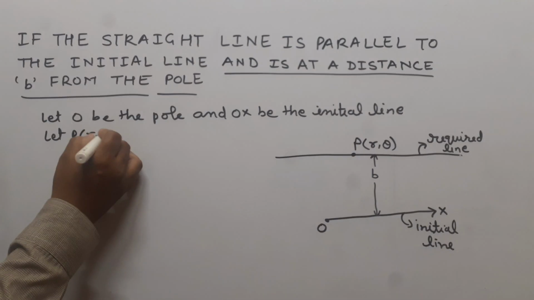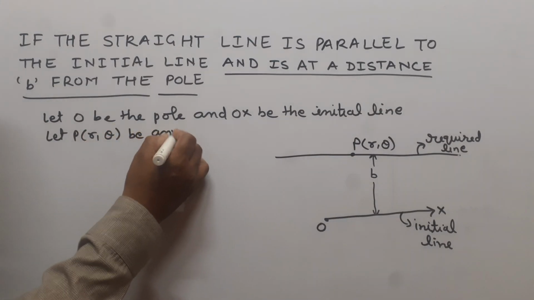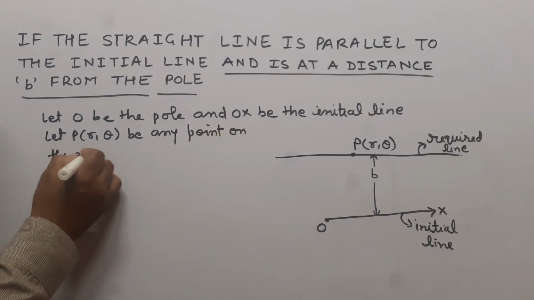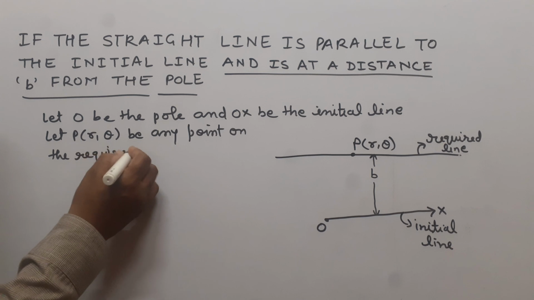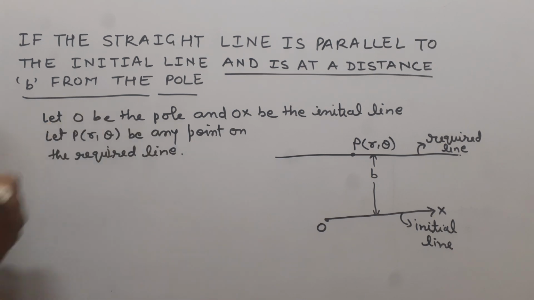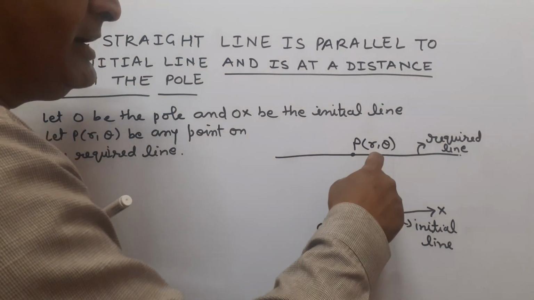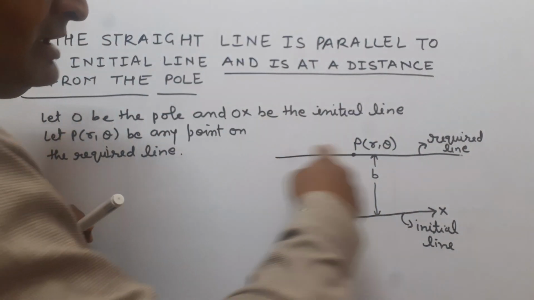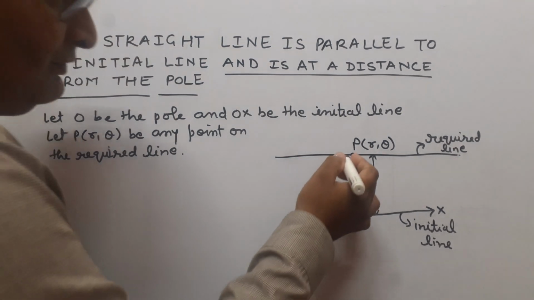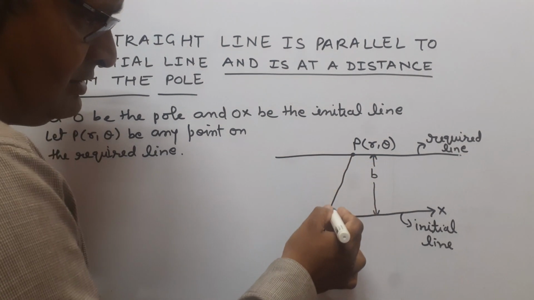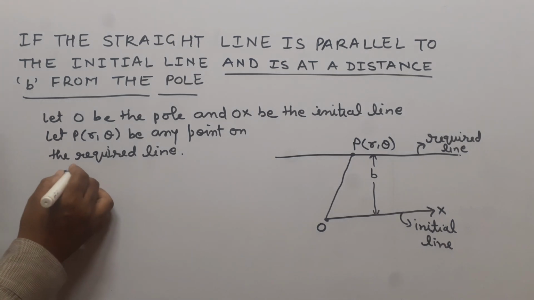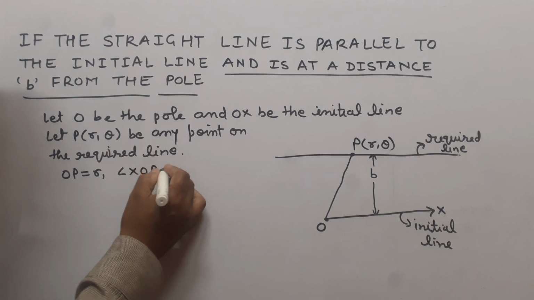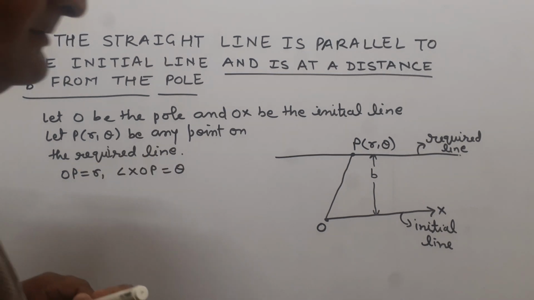Let P (r, theta) be any point on the required line. P (r, theta) are the polar coordinates of point P on the required line. So this OP is the radius vector which is equal to small r and angle XOP, this is the vectorial angle which is equal to theta.